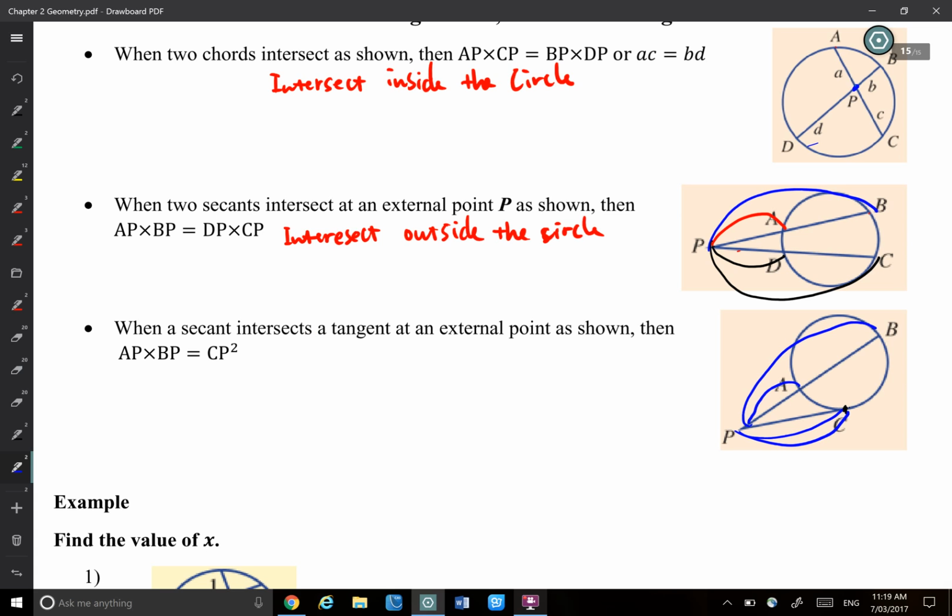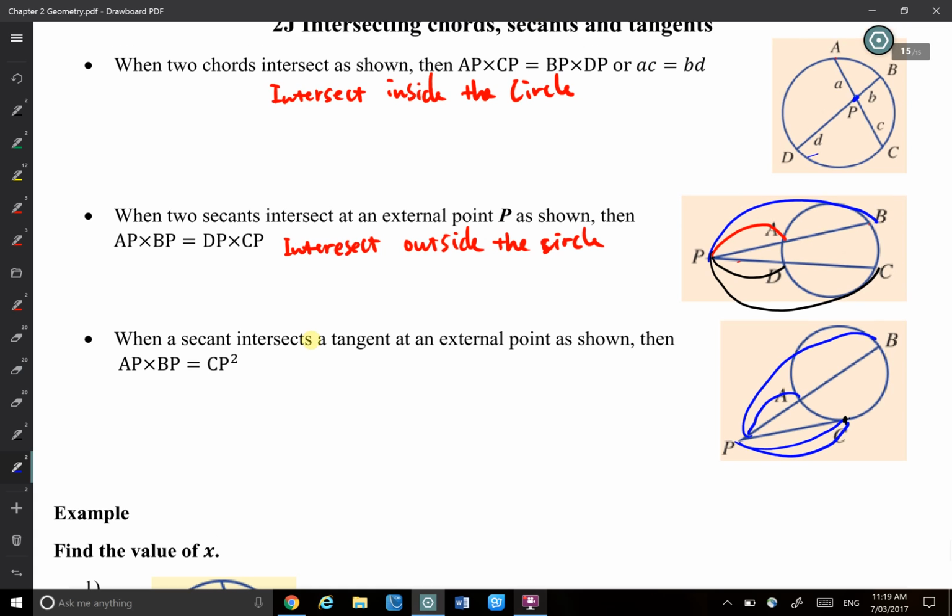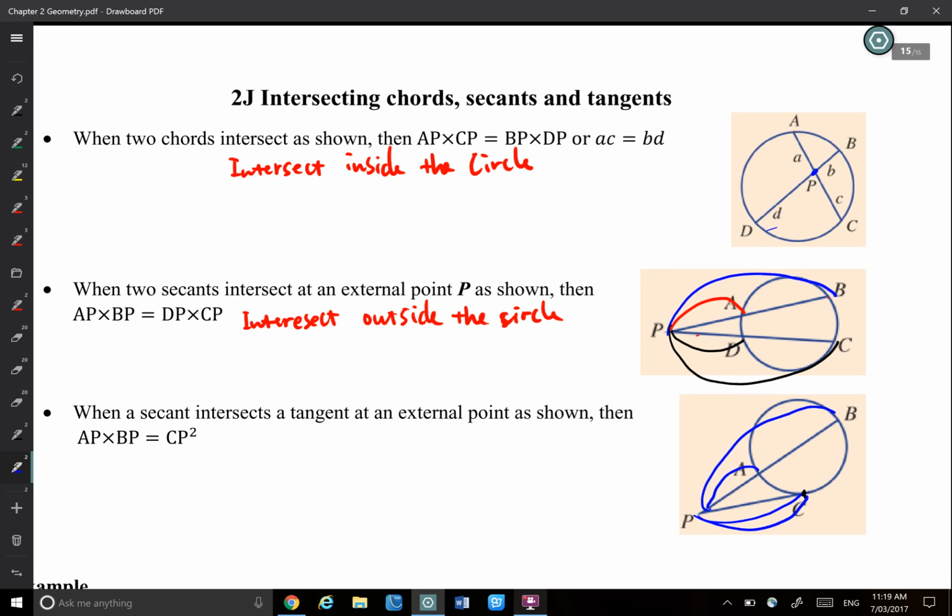Because I don't have the inside bit, the outside bit is CP and the entire bit is still CP. So it's CP times CP. You can remember it that way. It's always the outside bit times the entire bit. So it's CP squared. You never times this line and the other line. You always times the same line, the line segments on the same line.